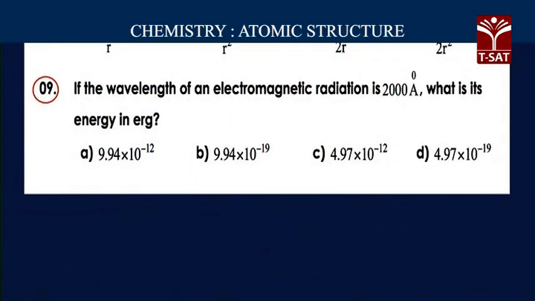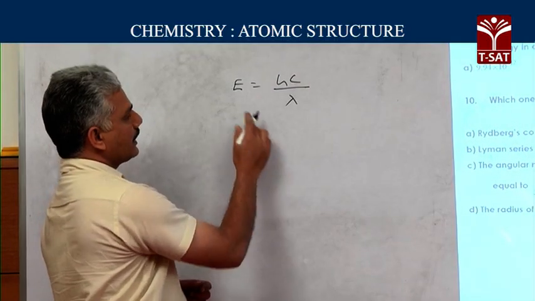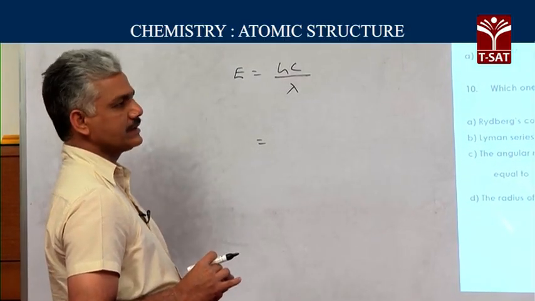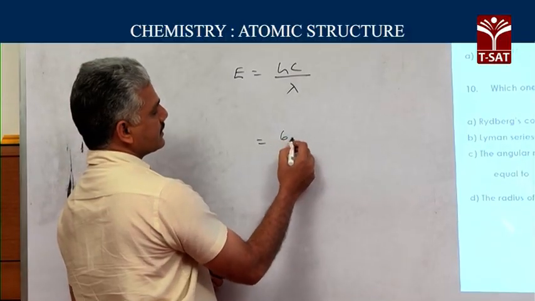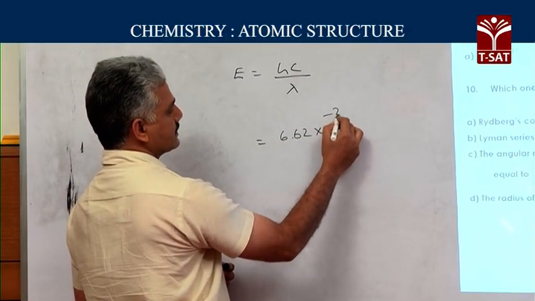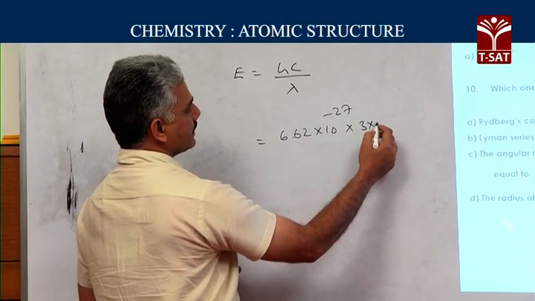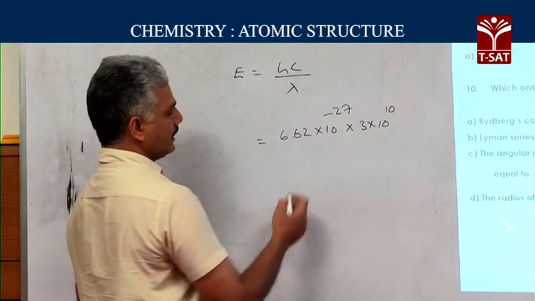If the wavelength of an electromagnetic radiation is 2000 angstrom units, what is its energy in ergs? Energy of electromagnetic wave is calculated by using this relation hc by lambda. We have to calculate energy in terms of ergs. So, all the data has to be taken in CGS system. Planck's constant in CGS system is 6.62 into 10 power minus 27. That of velocity of light should be taken in centimeters per second.